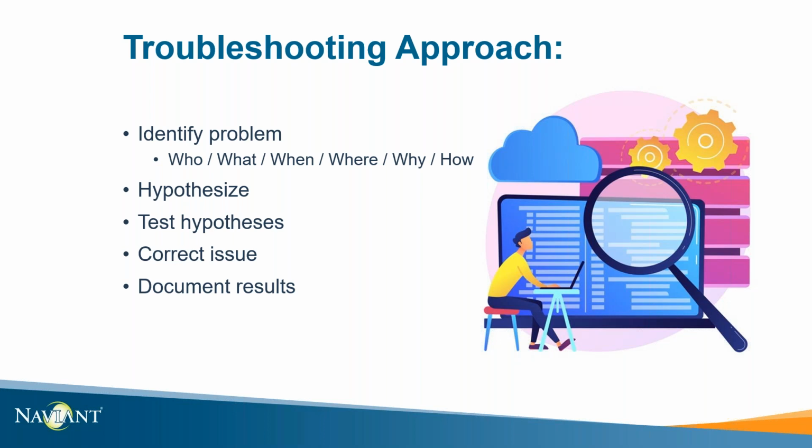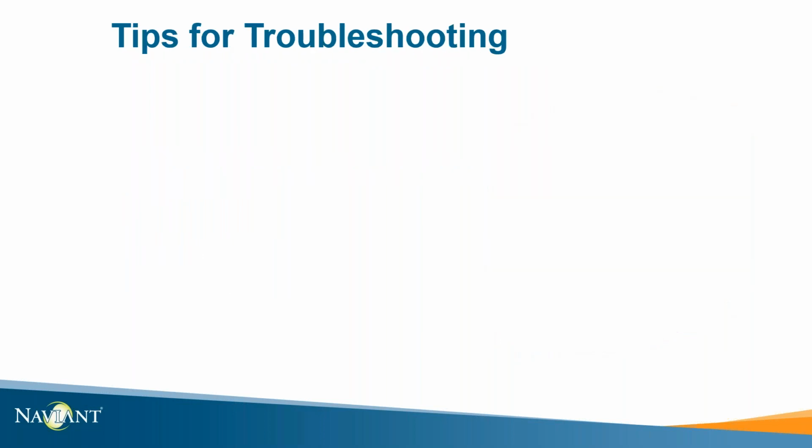Like I said earlier, it's really easy to just run with the first idea that comes to mind rather than taking a step back and looking at all the details. So here's some tips to remember when troubleshooting. The first tip for troubleshooting is when you're hypothesizing, it's important to understand the topology and each of the components involved in the process you're troubleshooting.